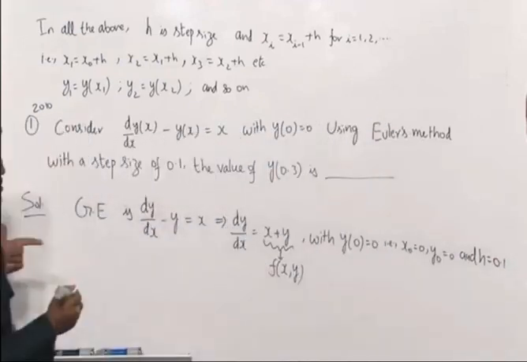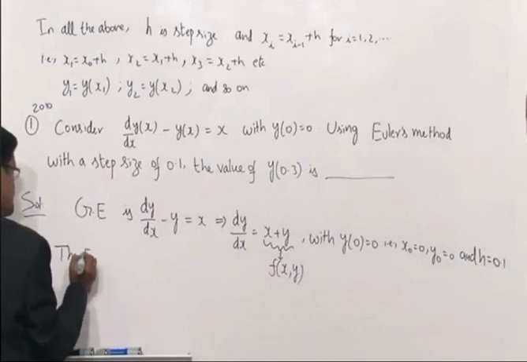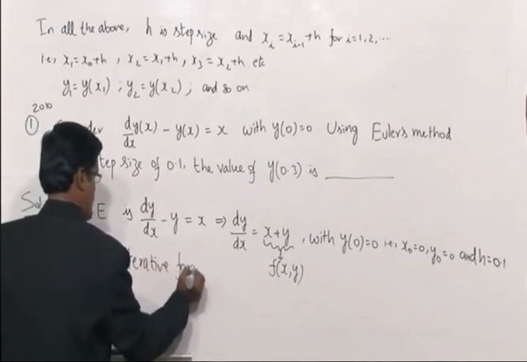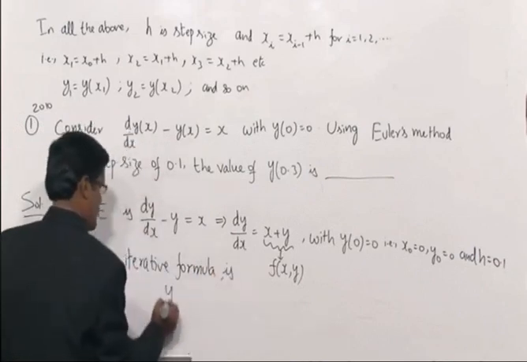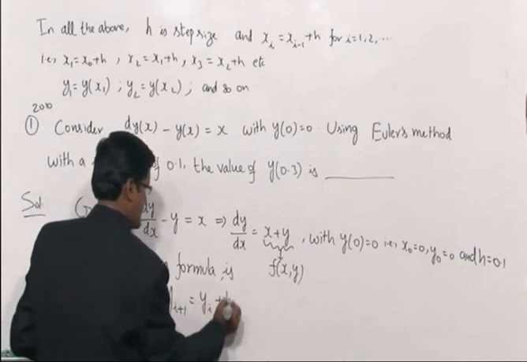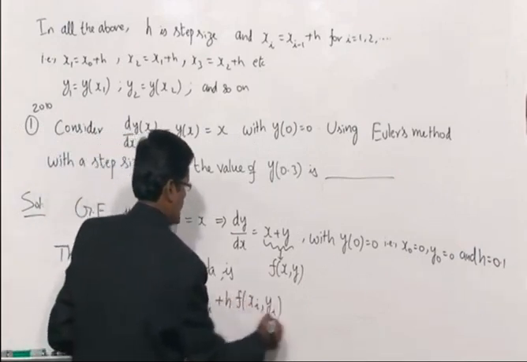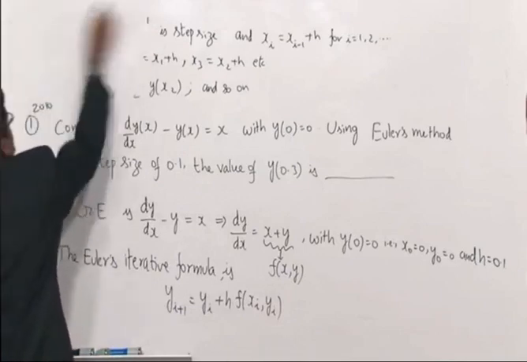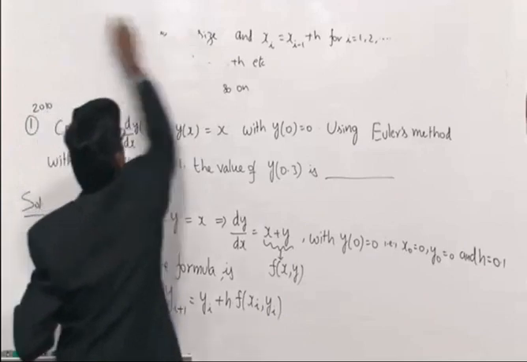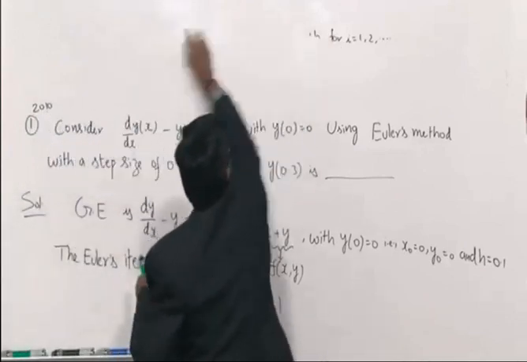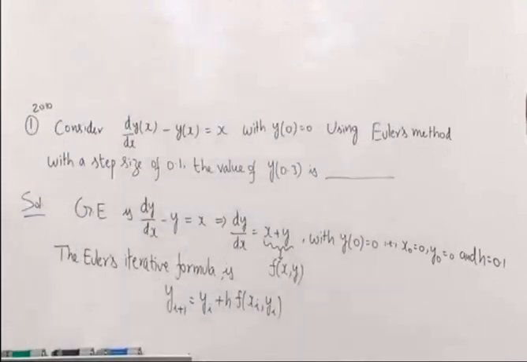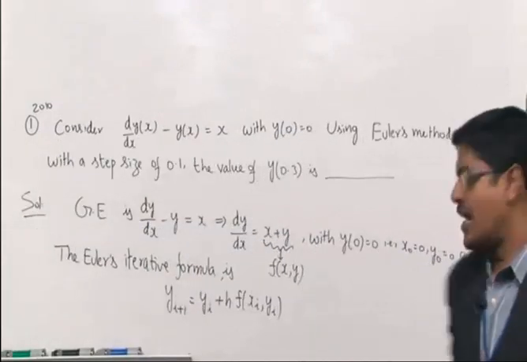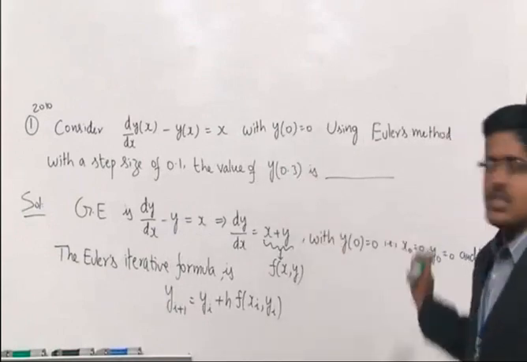Which method are we going to apply? Euler's method. The Euler's iterative formula is y i plus 1 is equal to y i plus h times f of x i comma y i. So go on giving one by one value starting with 0. Where do you stop the procedure? Until we get y of 0.3 with the step size of h is equal to 0.1.